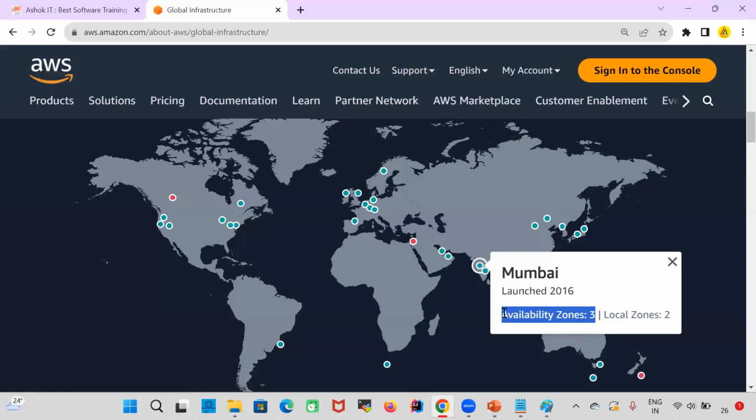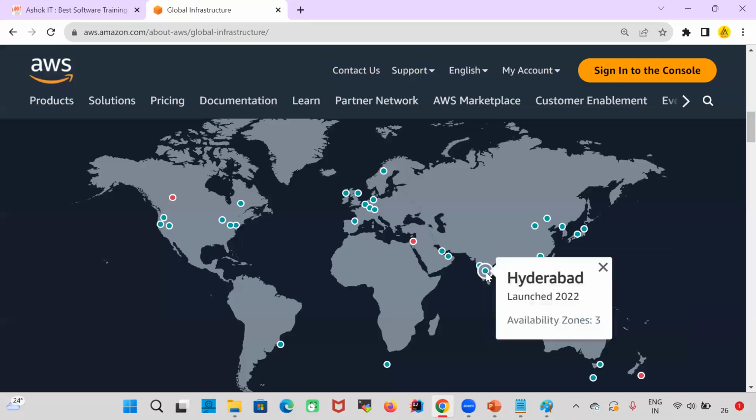The AWS cloud has been available from 2006 onwards. From 2016, they started the data centers in Mumbai. Mumbai is one region, and in Mumbai there are 3 data centers available.